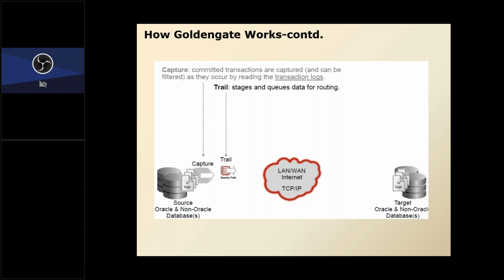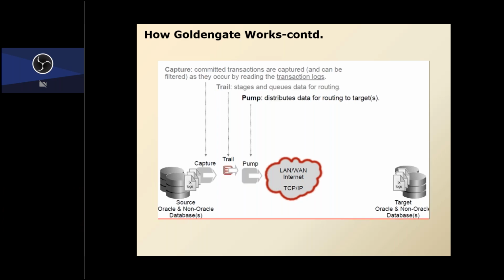So the capture process captures the changes from the source database and writes them to the local machine, because whatever the capture process captures, it has to store that data somewhere, and that storage is called trail files. So trail files are binary format files which reside on the operating system and consume your hard disk memory. So the capture process captures the data from the transaction logs and writes it to the local trail file on the local machine.